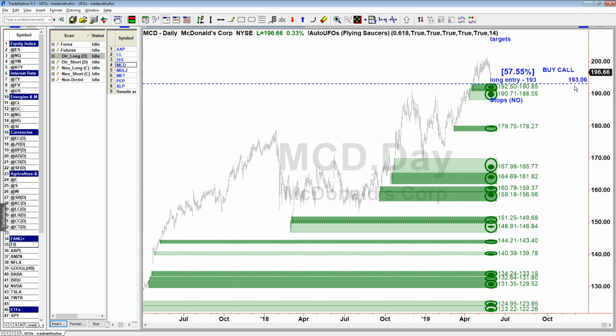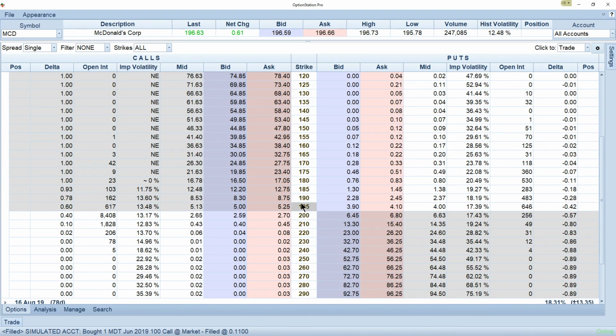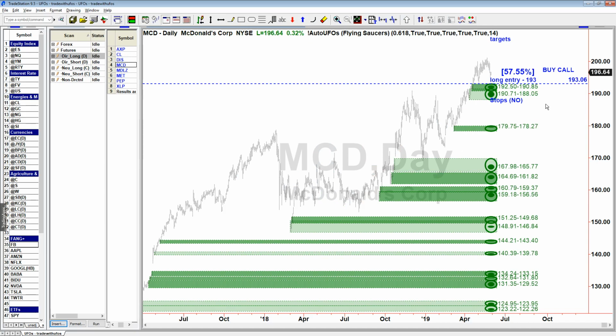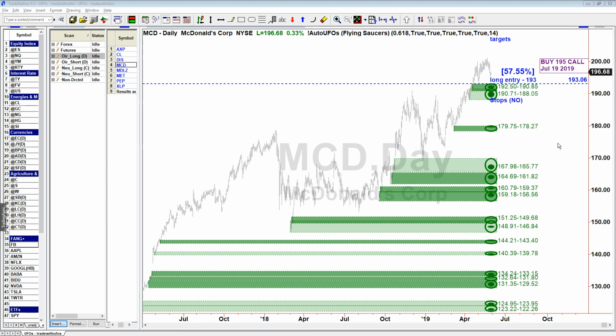So 193 is your entry point. When you look at the chain, there is no 193. Therefore, the trade to be taken here would be to buy the 195 call that expires on July 19, 2019. So that will be the trade to be taken. You will be buying the 195 call that expires in July. But don't do it yet. You will need to wait for that stock to come here.